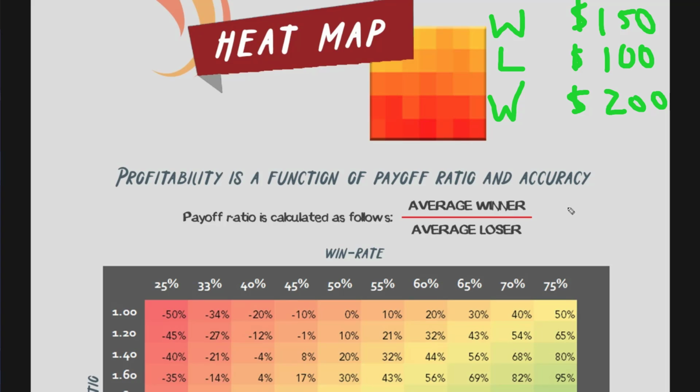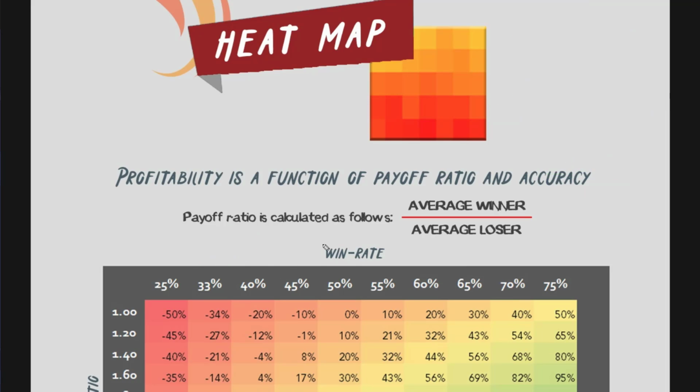So what's your average winner? Well, 150 plus 200 is 350. That's 2 trades, so that's 175, right? And then your loser is 100, so over 100, your payoff ratio is 1.75. Payoff ratio is also synonymous with reward to risk, or realized reward to risk, right?